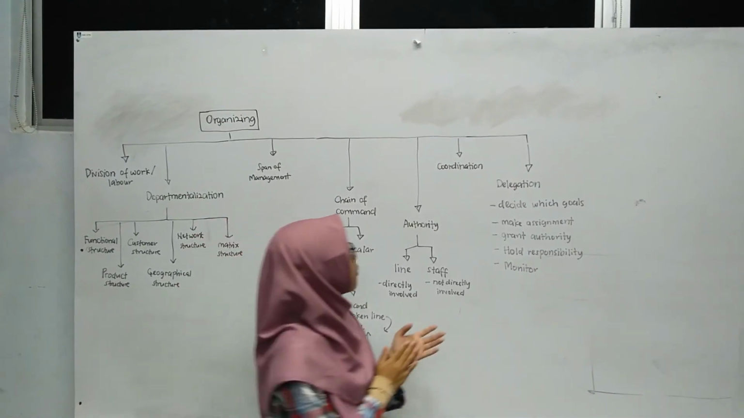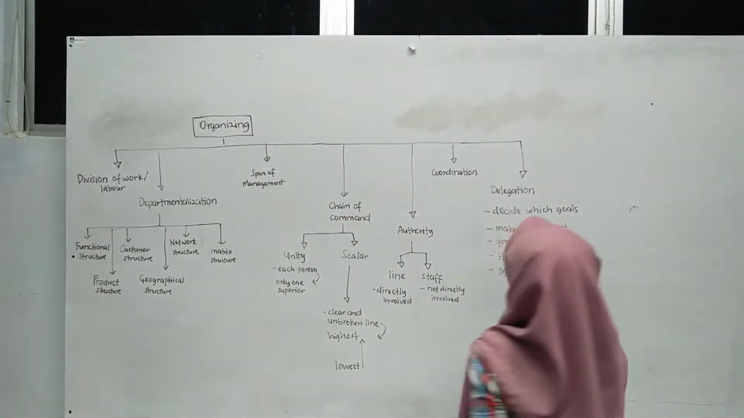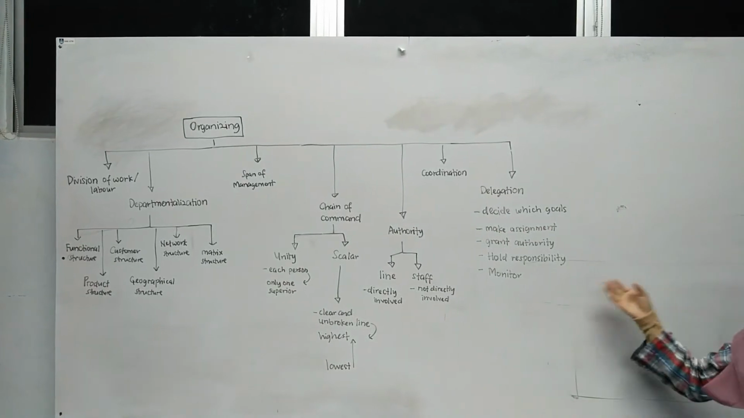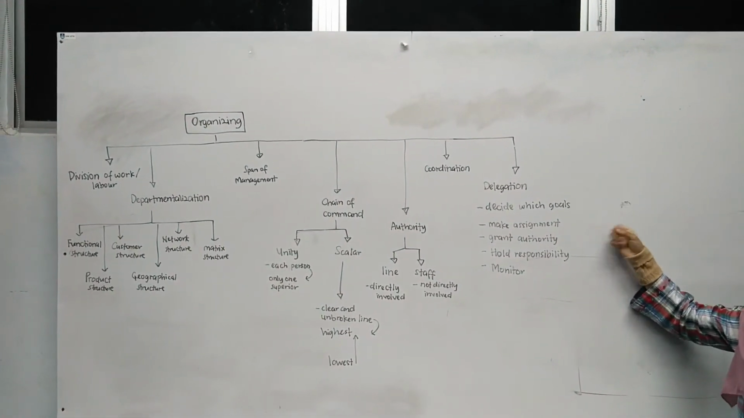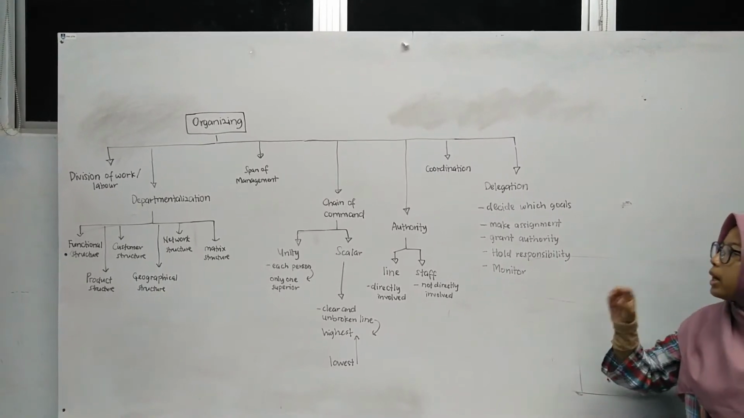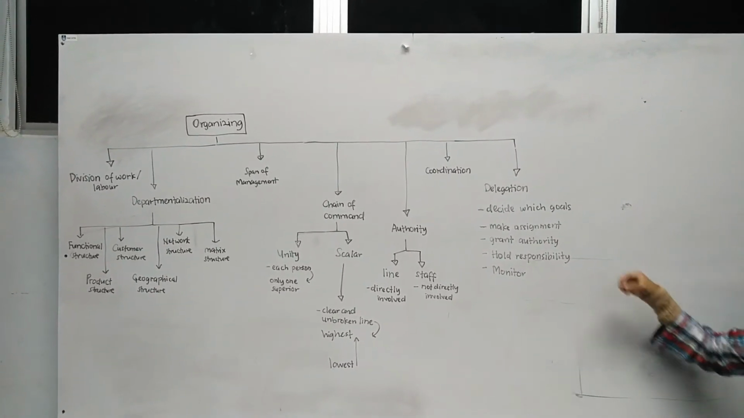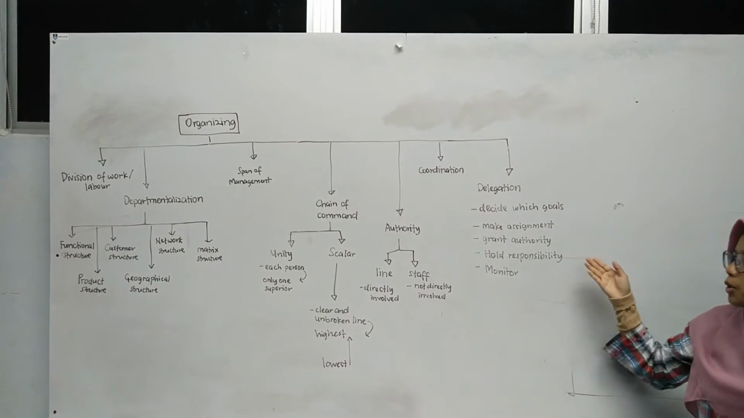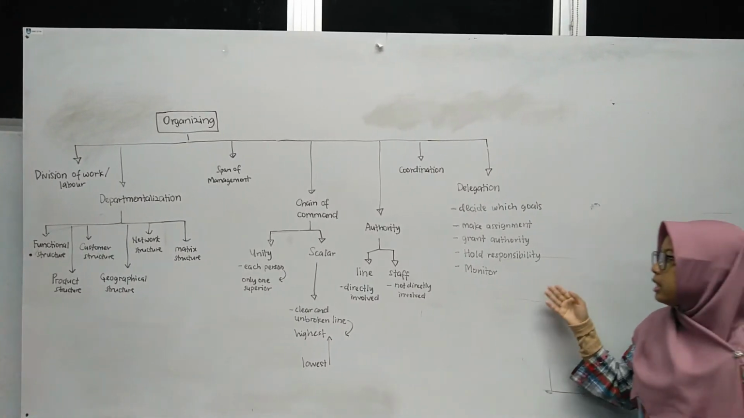So for coordination, and then the last one is delegation. So these are the steps of delegation: decide which goals, we have to decide what types of goals, and then make assignment, grant authority, hold responsibility, and monitor.